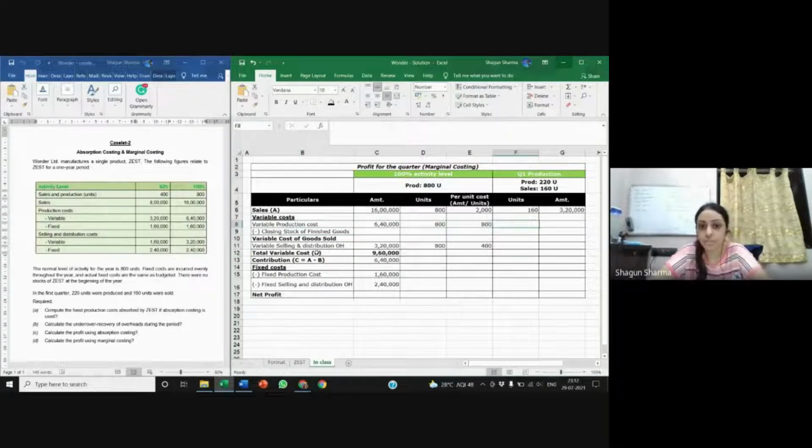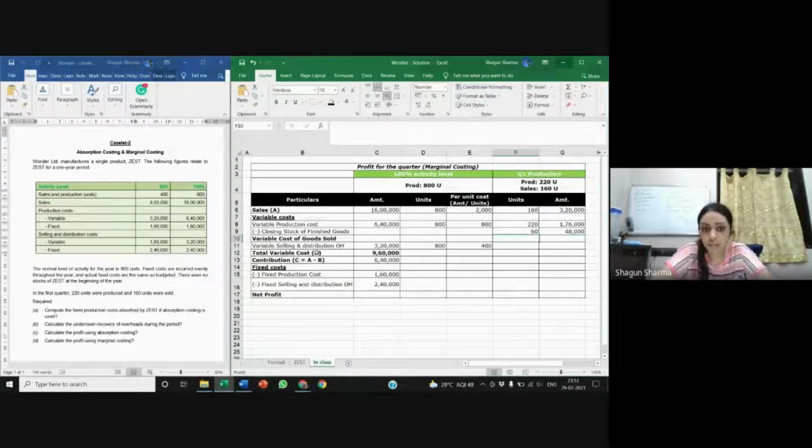Okay, so for variable production cost my number of units is 220, not 160. The amount is the 220 units that I manufactured into the rate that I calculated, 800. Okay. Now, what is my closing stock? My closing stock is how much I produced minus how much I sold, right? 60. What do I value this 60 at? I value it at the cost so far, which is 60 units into the cost of production, which is 800.